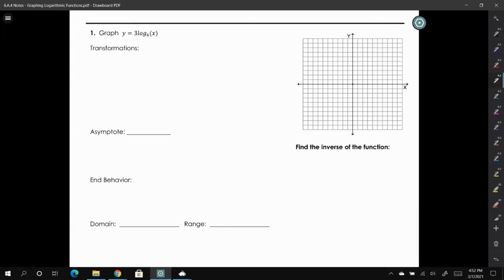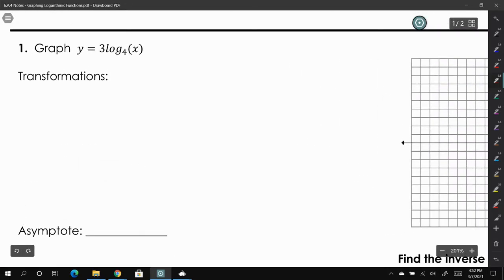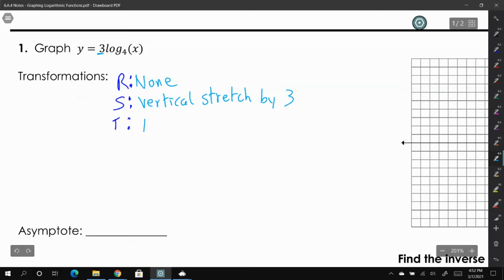So if we look at this one here, y equals 3 log base 4 of x, our transformations: reflection, we have none. There is no shrink or stretch. Sorry, there is no reflection. Our a value is positive. As for shrink or stretch, we do have a shrink or stretch because our a value is 3. So we have a vertical stretch by 3. Translation, we don't see any plus or minuses anywhere. So no, we don't.